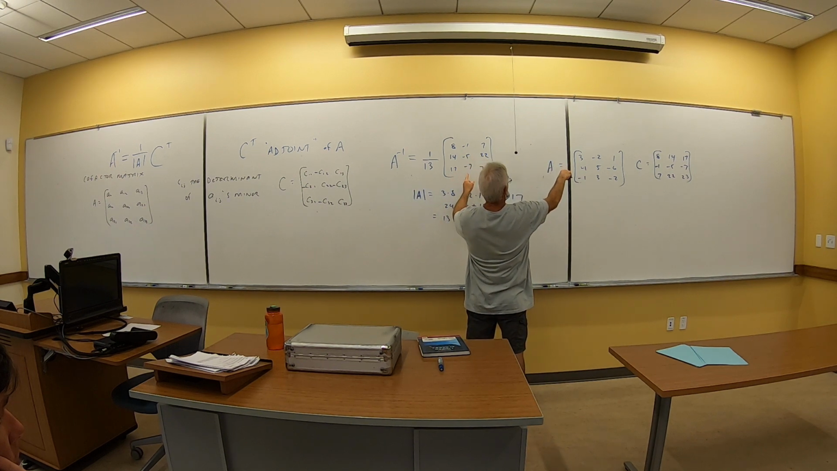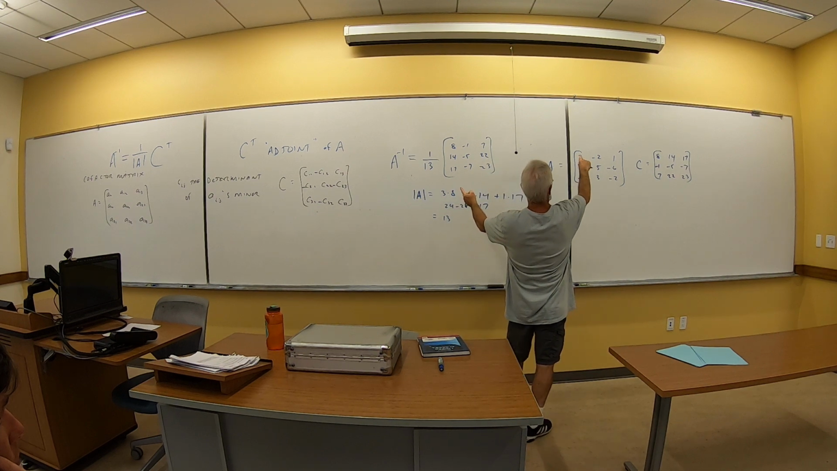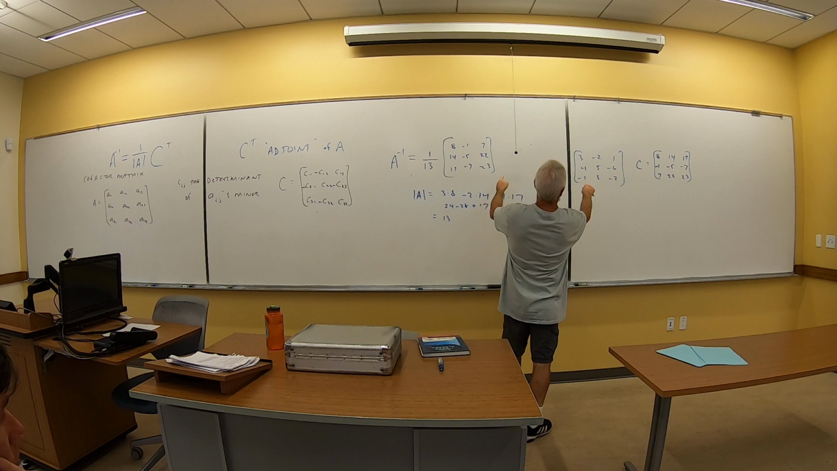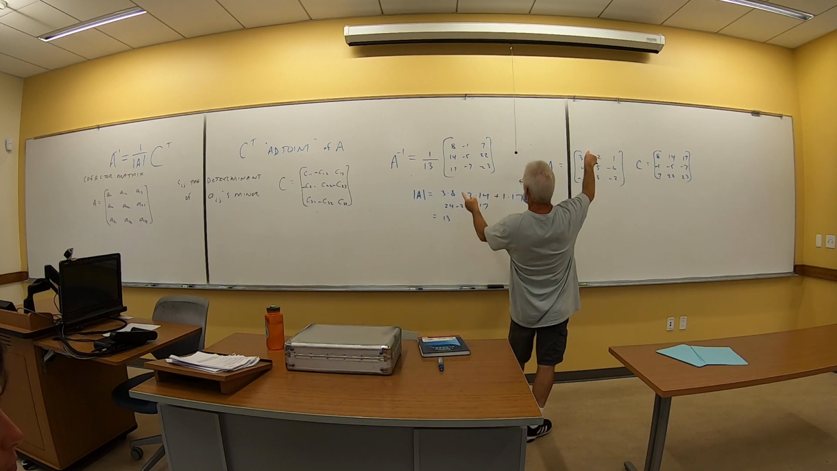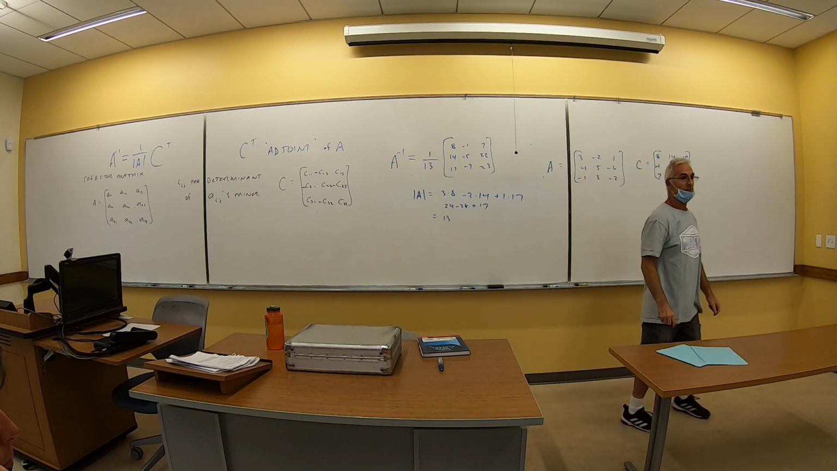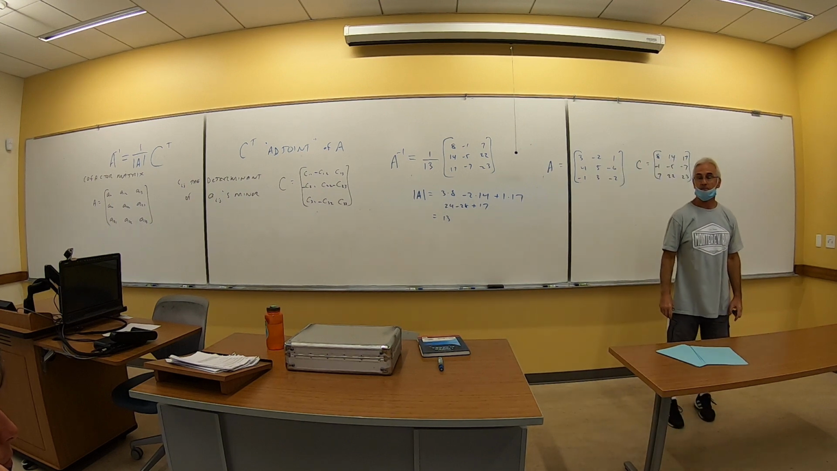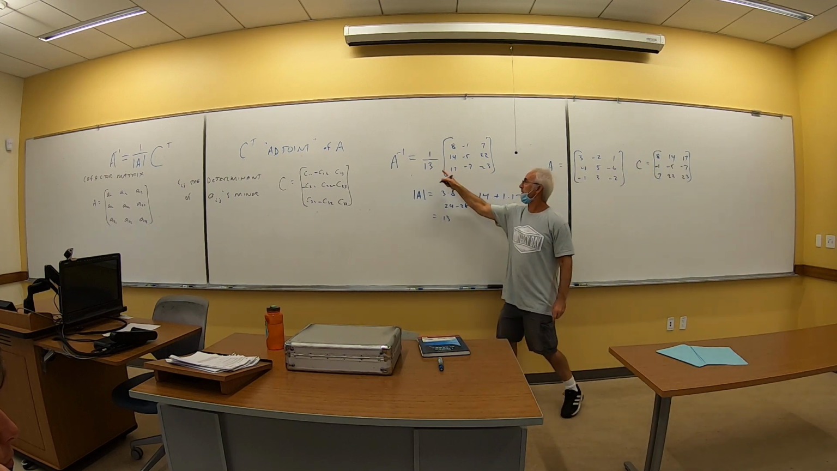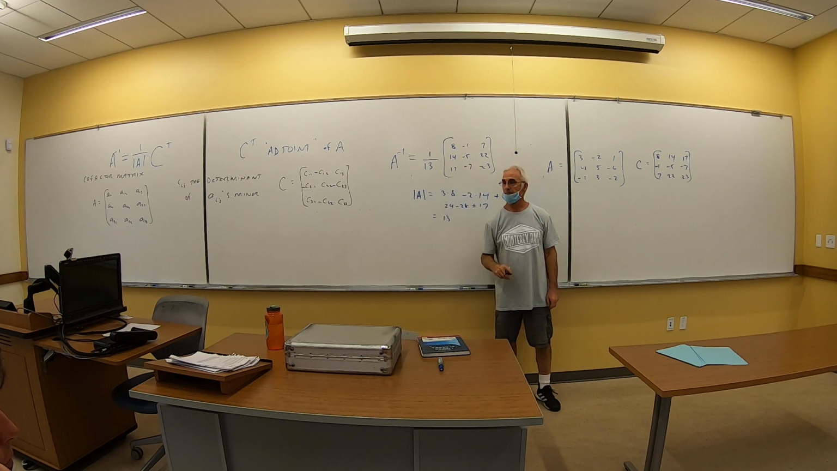51 minus 28, that's 23. Minus 23, that's 0. Negative 34, negative 35, plus 69, that's 0. 17 plus 42 minus 46, that's 13. Did I do it correctly? Yes. So now what are you going to do? You're going to put the 13s in there.